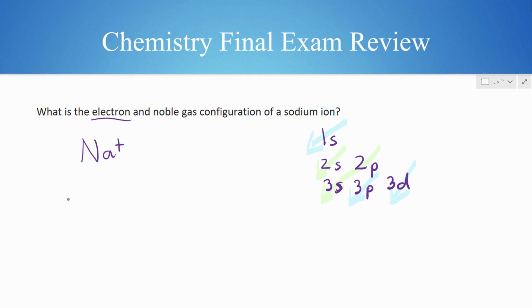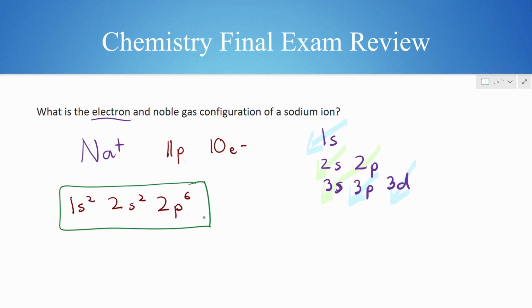So for the electron configuration, we need to figure out how many electrons the sodium ion has. Sodium has 11 protons, and to be positively 1 charged, it needs to have 10 electrons, so 1 less negative than positive. To write 10 electrons, we're going to write 1s2, 2s2, 2p6, because the superscripts add up to 10: 2 plus 2 is 4, plus 6 is 10. So this is the electron configuration for the Na plus ion.